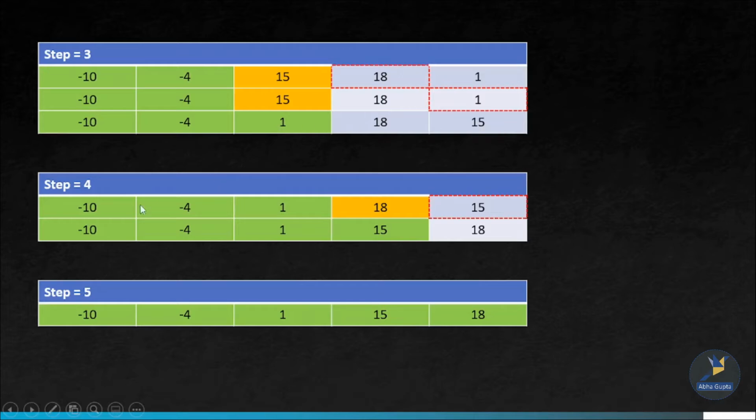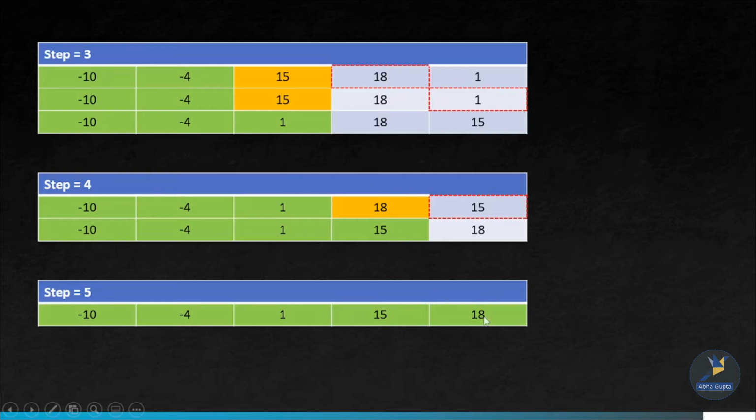In this iteration, we have -10, -4 and 1 as the sorted elements, and 18 and 15 are unsorted. Next iteration, we pick up 18, which is the unsorted element, and compare it with 15. 15 is smaller. So 18 and 15 have their positions swapped. 15 becomes part of the sorted list: -10, -4, 1 and 15.